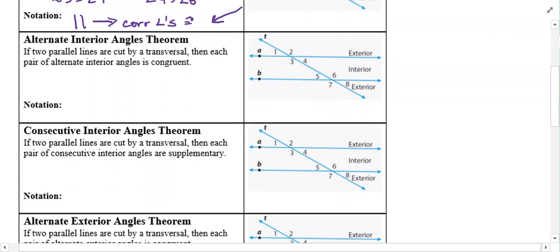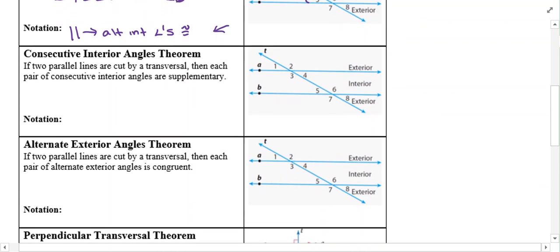The next one we have is alternate interior angles theorem, and this one states if two parallel lines are cut by a transversal, then each pair of alternate interior angles is congruent. So in this picture here, angle 4 and angle 5 are congruent. And the other pair of alternate interior angles we have is angle 3 is congruent to angle 6. The notation we use for that is parallel gives alternate interior angles congruent. So instead of having to write out that whole entire sentence, all I'm asking you is to write this down.